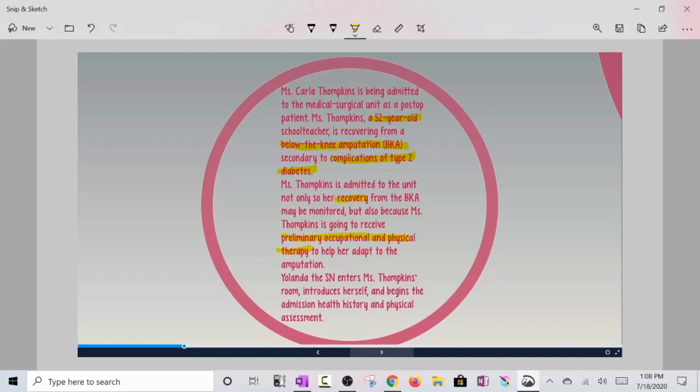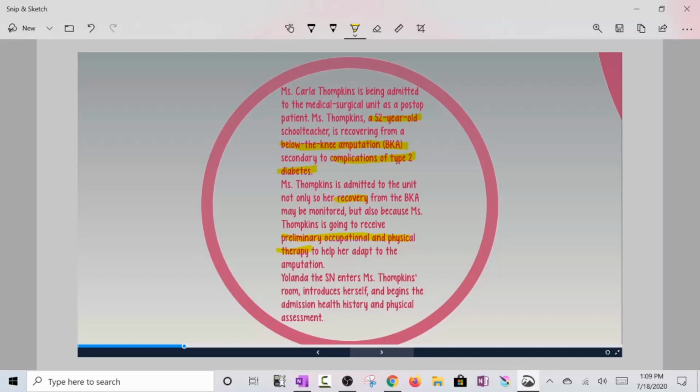Okay, you're the student nurse that's going to be caring for her. So Yolanda, the student nurse, enters, introduces herself, and begins the admission, health history, and physical assessment. Being that you have this patient, you can already start to think about responses to the medical diagnosis. Our medical diagnosis is below the knee amputation because of complications of type 2 diabetes. So, what do you think would be a response to having a below the knee amputation?